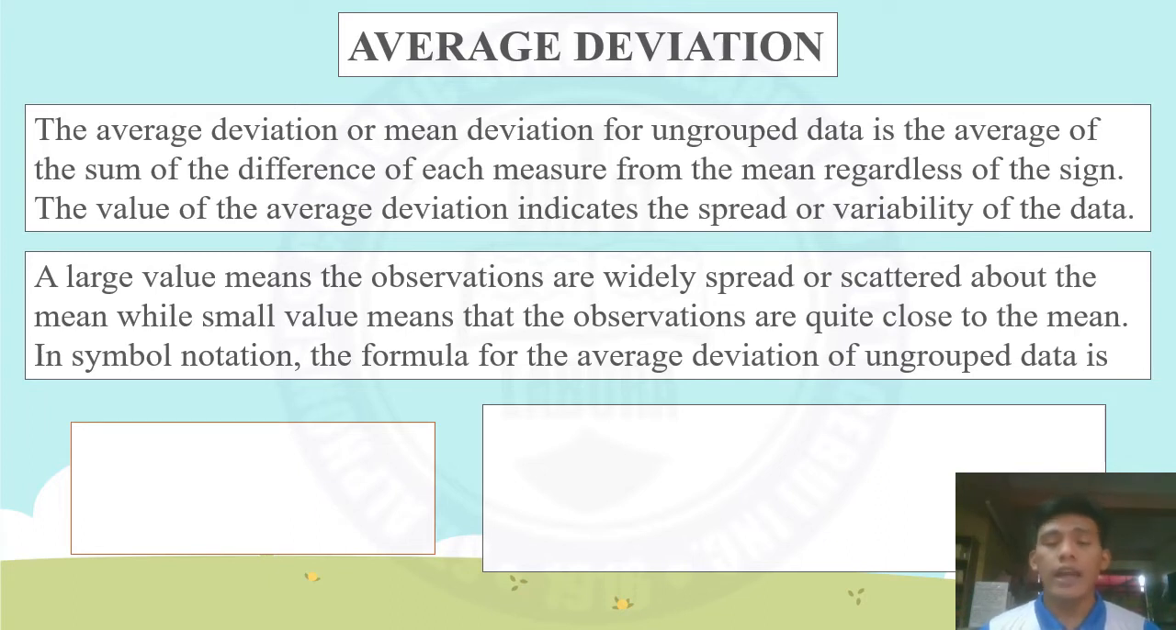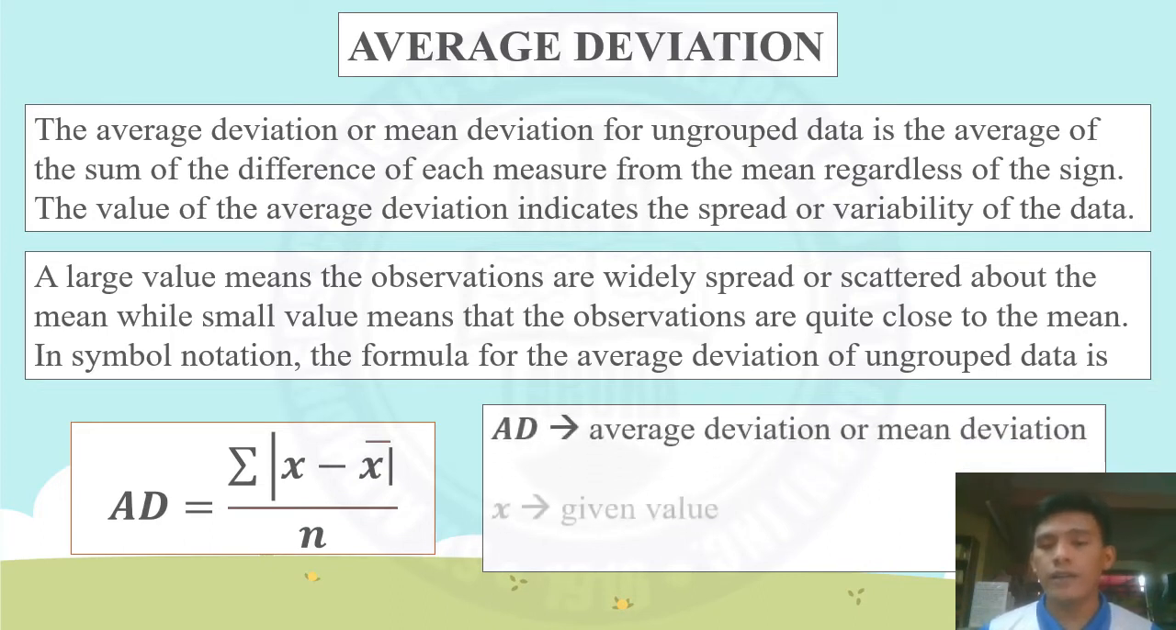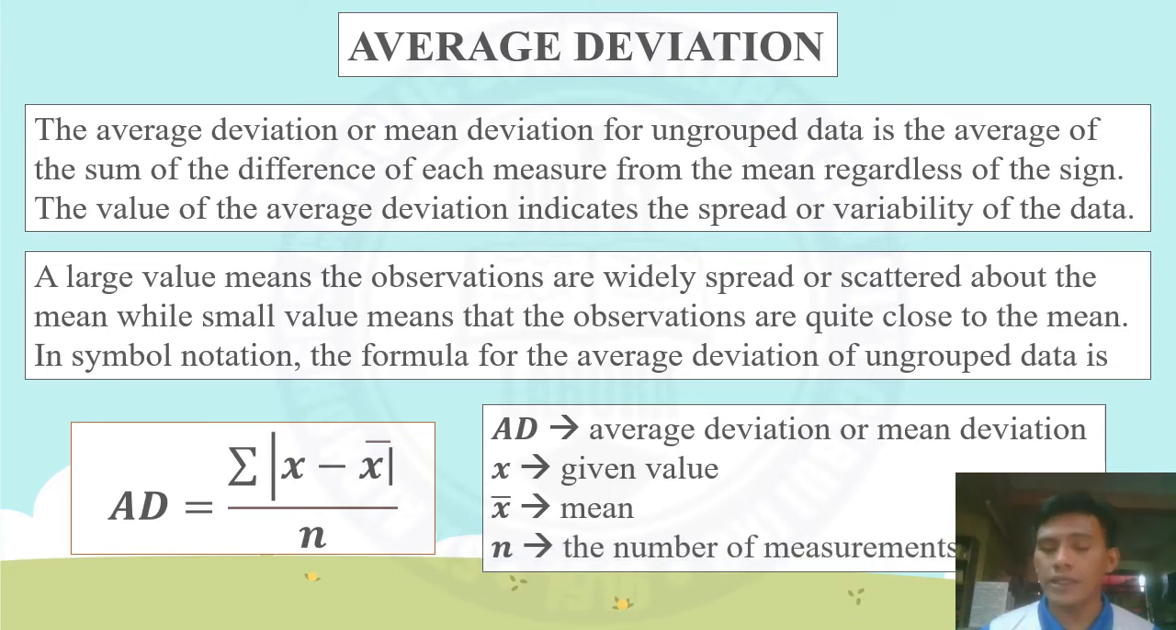In symbol notation, this will be the formula for average deviation of ungrouped data: the summation of absolute value of x minus the mean, over n. So we need to find the value of the summation of x minus the mean so that we can compute the average deviation, because n is already given. n is the total number of data. Average deviation or the mean deviation, x is the given value, the mean, and n is the number of measurements or the number of data.